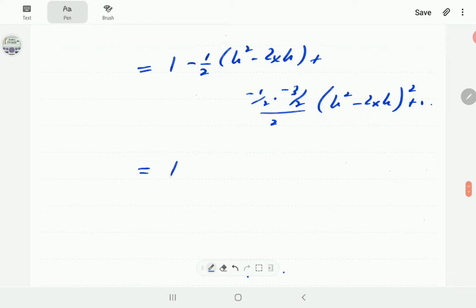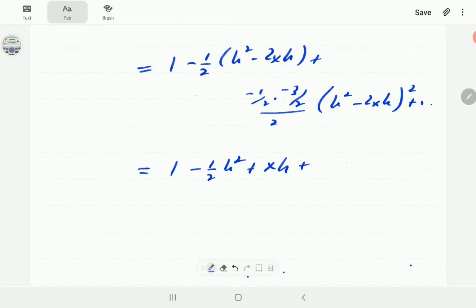So we're going to have 1 minus a half h squared plus xh, because the 1/2 times 2 there is going to cancel out. And then if you're only interested in terms up to h squared, the only h squared term from here is going to be the last term of this expansion here, which is going to be 4x squared h squared. The other terms are going to be higher degree, like h to the power 4 and h cubed.